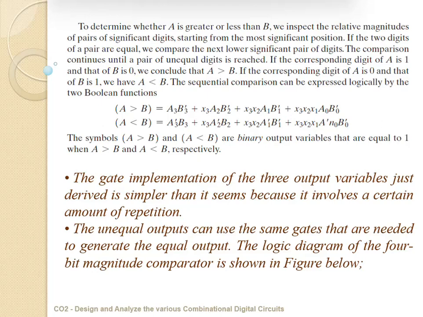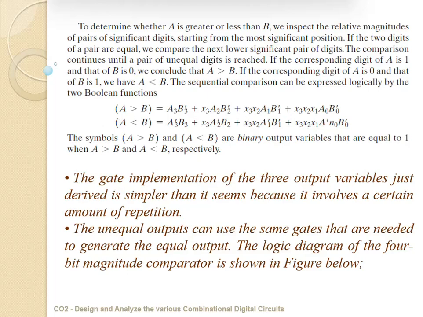So plus x3 A2 B2 dash. If A2 is equal to B2, then we need to move on to A1, B1 plus x3 x2 A1 B1 dash. If A1 is equal to B1, then we need to go with plus x3 x2 x1 A0 B0 dash. So by using this expression, we can obtain whether A is greater than B or not.